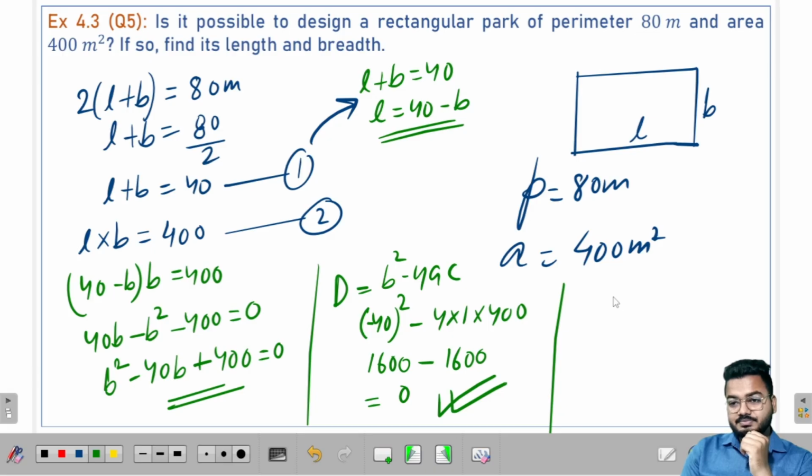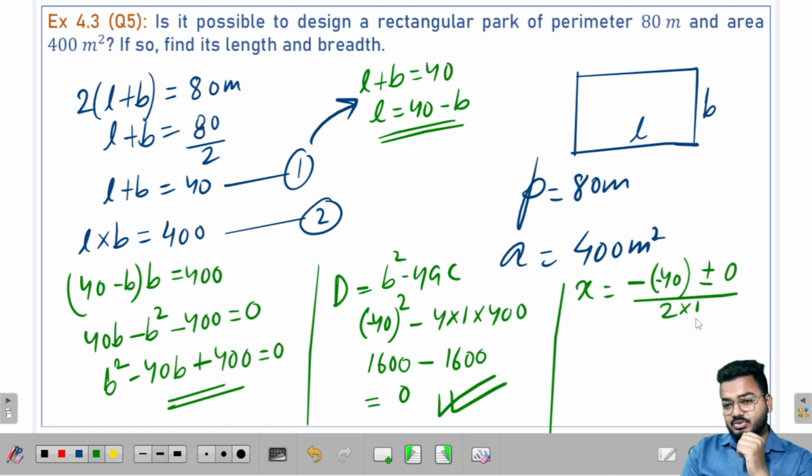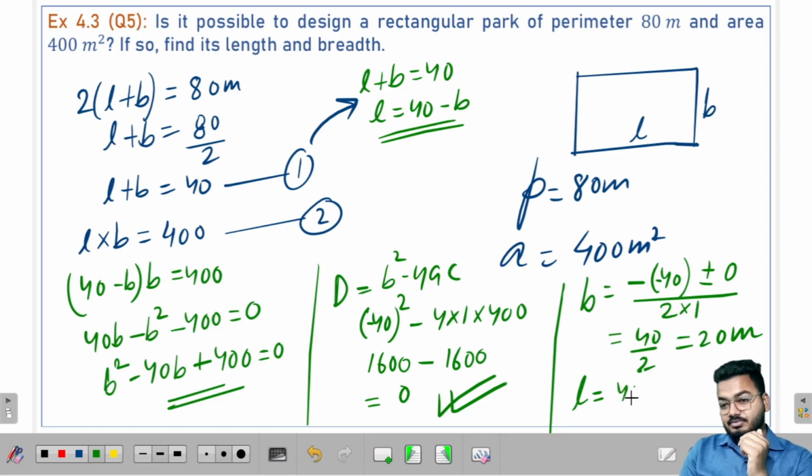So let's find the root. The value of the root will be x is equal to minus b, that is minus 40, plus minus root D. So root D 0 ही आएगा, divided by 2 into a, which is 1. Okay, so it will be 40 by 2, which is 20. It's better to write b here, क्योंकि equation में b था. So breadth is 20 meters and length will be 40 minus b, 40 minus 20, again 20 meter. So length and breadth will be 20 meter and 20 meter.